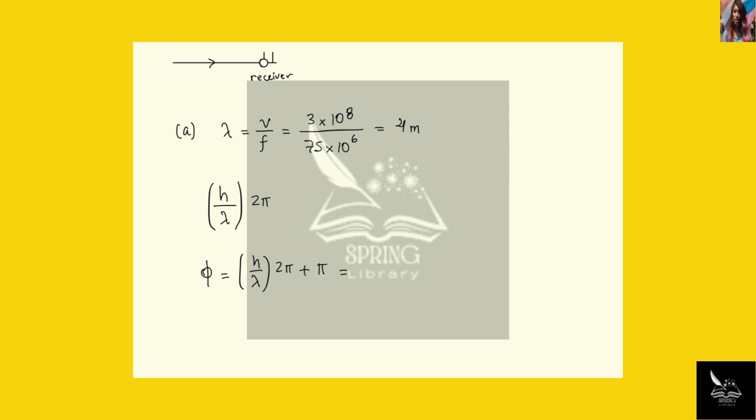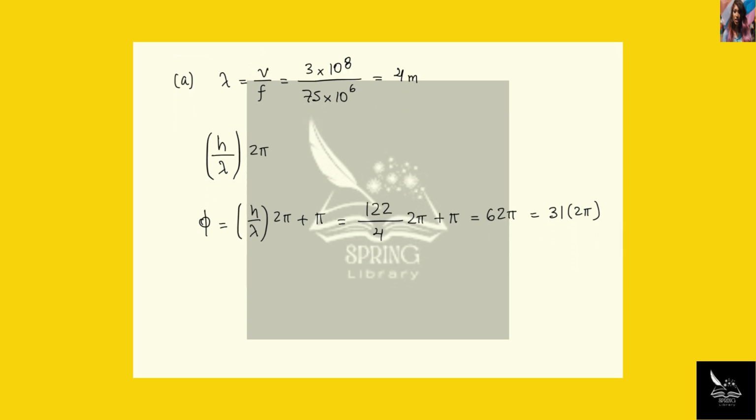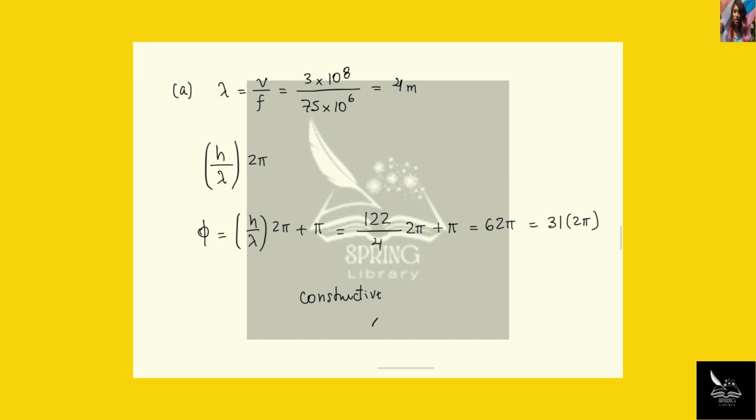So now we substitute the values for this. So we know that h is 122 meters, this divided by the wavelength that we obtained from before, that is 4, this times 2 times pi, this plus pi. And with this, we will obtain that this is equal to 62 times pi, which is the same as 31 times 2 times pi, okay? Since the phase difference is an integer multiple of 2 times pi, the interference is then constructive. So that's a solution for this problem.